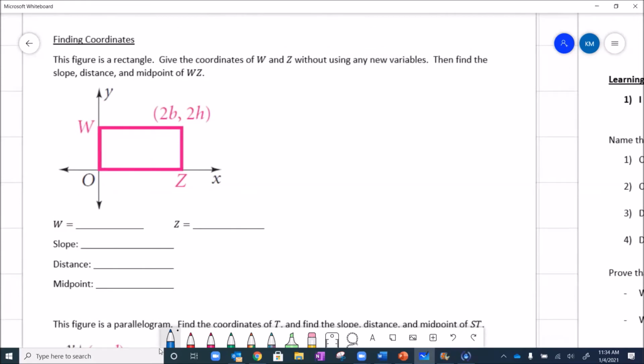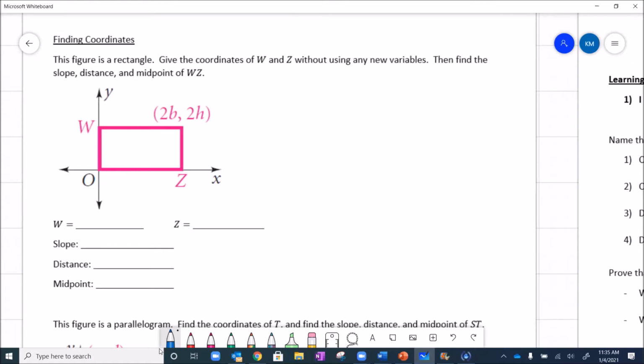So finding coordinates, we're given a quadrilateral on a coordinate plane, and asked to find the placement, the coordinates of these points, given some information about the quadrilateral. So it says the figure is a rectangle. Give the coordinates of W and Z without using any new variables. Then find the slope, distance, and midpoint of WZ.